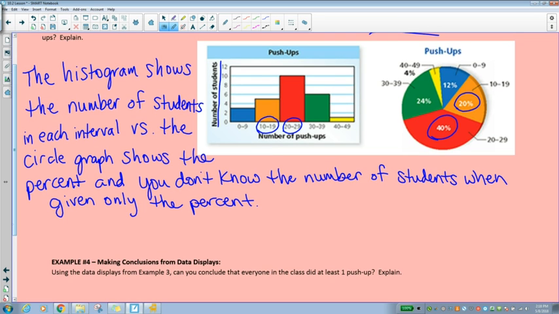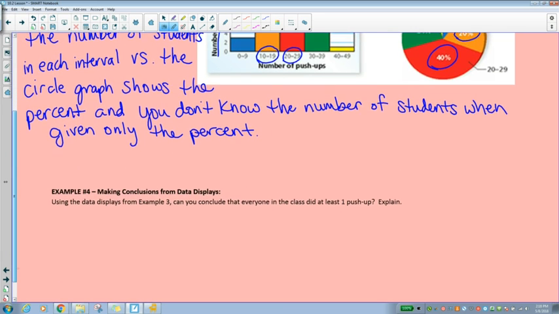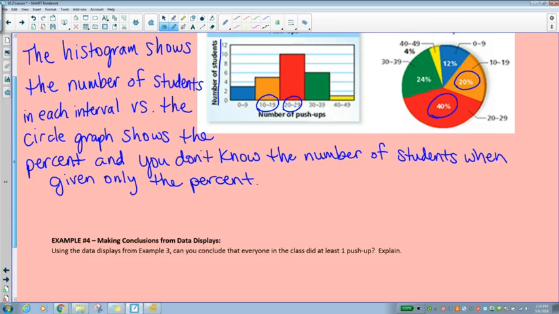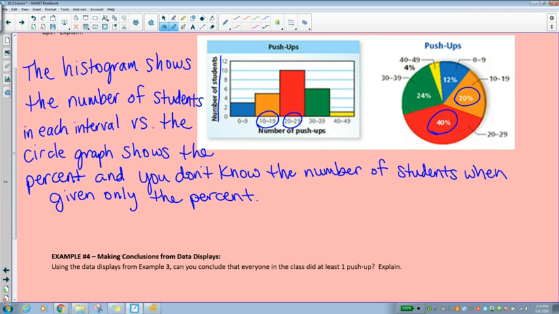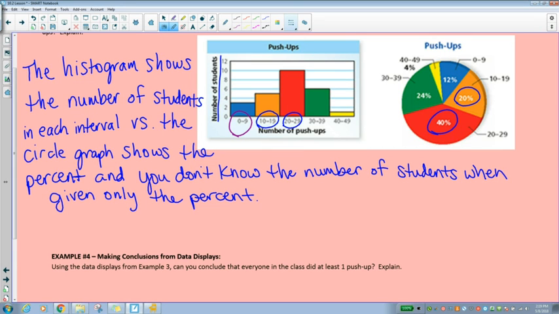All right, our last question is, using the data display from example 3, can you conclude that everyone in the class did at least one push-up? And explain. So let's go back up to the data displays. So we look at either of these pictures. If you look at the histogram, we know that one push-up would be between the interval of 0 to 9. Okay? And we know that 3 people did 0 to 9 push-ups.